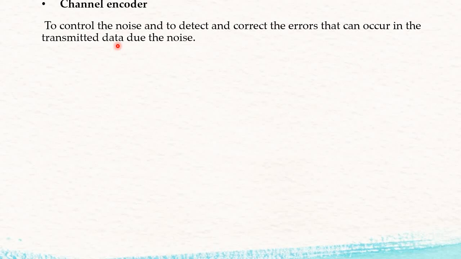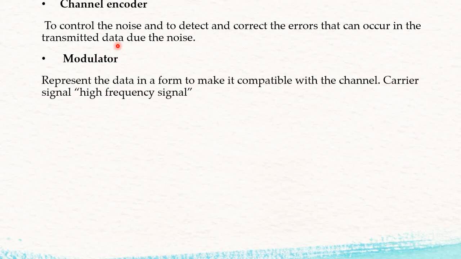Next one is the channel encoder. So what will the channel encoder do? Its job is to control the noise and to detect and correct the errors that can occur in the transmitted data due to the noise. Then the next block is a modulator. Representing the data in a form compatible with the channel is the job of a modulator. So in the modulator, basically the input signal is combined with the carrier, which is a higher frequency signal.